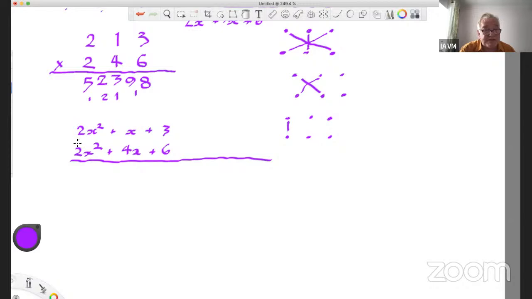So working from the left, because that's the way we write and we read in that direction. Unless you speak Arabic, I suppose. Anyway, 2x squared times 2x squared is 4x to the 4. And then we crosswise this way and this way. We have 8x cubed plus 2x cubed is 10x cubed.